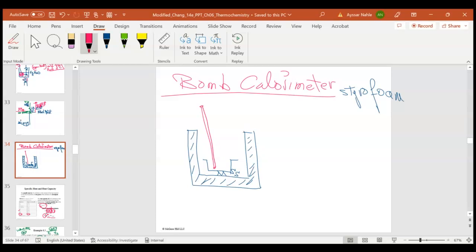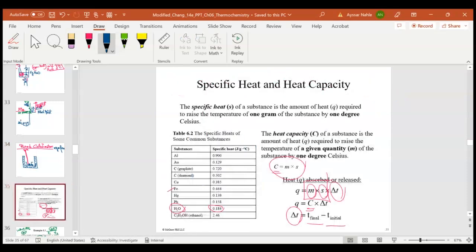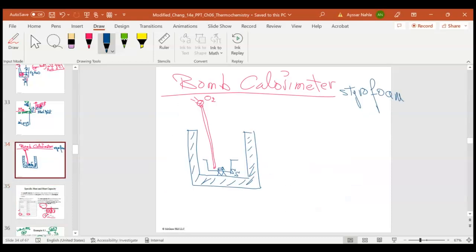There's a pipe in here, and through the pipe I'm going to push in some oxygen. I'm going to fill it with oxygen, but of course it's going to be closed. But before that, let's say I take a piece of material, a piece of biscuit. I put in a piece of biscuit of known mass.